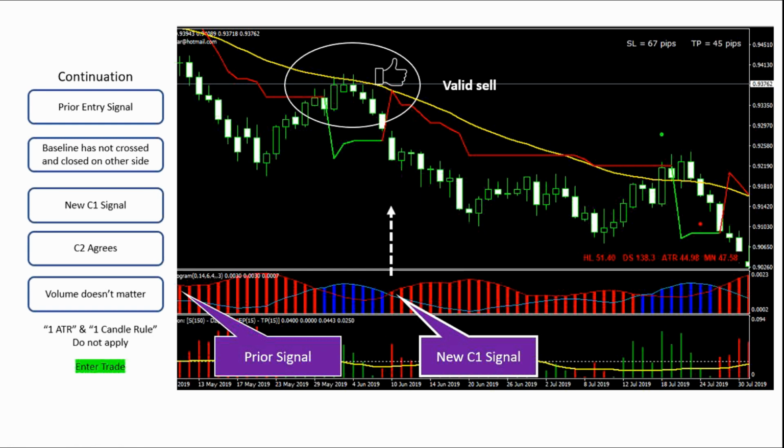One thing, though, that you have to keep in mind for this type of continuation trade, number one, your 1 ATR doesn't matter because these candles are probably going to be a pretty fair distance from your baseline because they would have come up and then gone back down again, or vice versa. They might be way up above. And your one candle rule does not apply because this isn't your typical C1 signal. It is a continuation, so you don't get that 1 candle leeway.